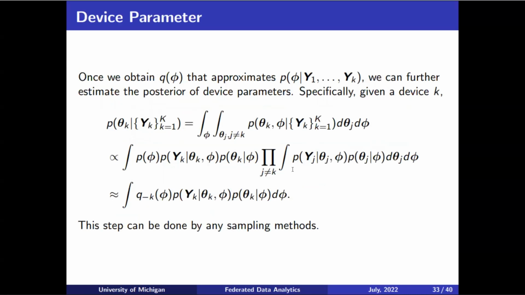After we obtain the approximation Q phi, we can further estimate the posterior of the device parameters. Specifically, by some manipulations, we can get the posterior density for theta k, which is as follows. Therefore, we can resort to many sampling methods that are coded in R or Python libraries to learn the posterior density for the parameter theta k. And using this posterior density, we can do hypothesis testing, quantify the uncertainty, or provide other model parameter inference.